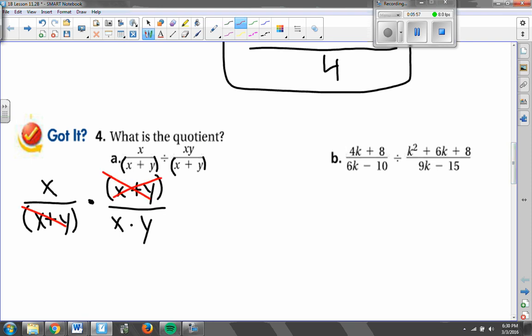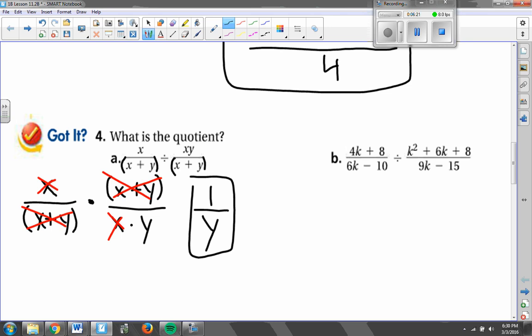The x plus y and the x cancel out there and there. And what I'm left with is, well, nothing on the top, so I'll put a 1, and just a y on the bottom. So my quotient there is 1 over y. Very simple, very nice, very easy. Make sure you flip and multiply and put things in parentheses if there's a plus sign or a minus sign.